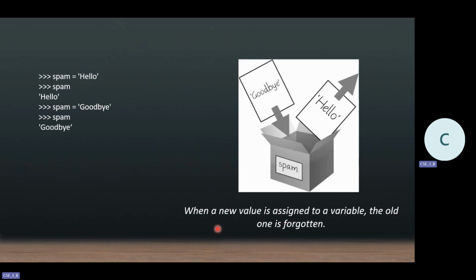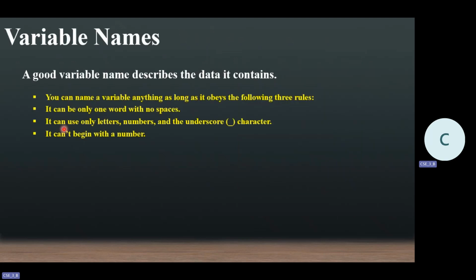We can observe here, when a new value is assigned to a variable, the old one is forgotten. Initially we assigned the string value hello, and then later for the same variable we assigned the string value goodbye. So hello will be taken out and the string value goodbye will be stored here. That is why the old one is forgotten.